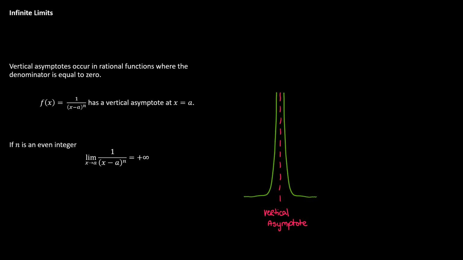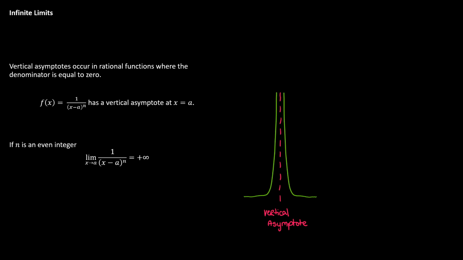f of x is the function 1 over (x minus a) raised to the power of n. Now n is some natural number, 1, 2, 3, etc. And x minus a is the factor in the denominator that's causing this vertical asymptote. If we were to plug a into the value for x, we would get a minus a, and that would give us a vertical asymptote because our denominator is equal to 0.